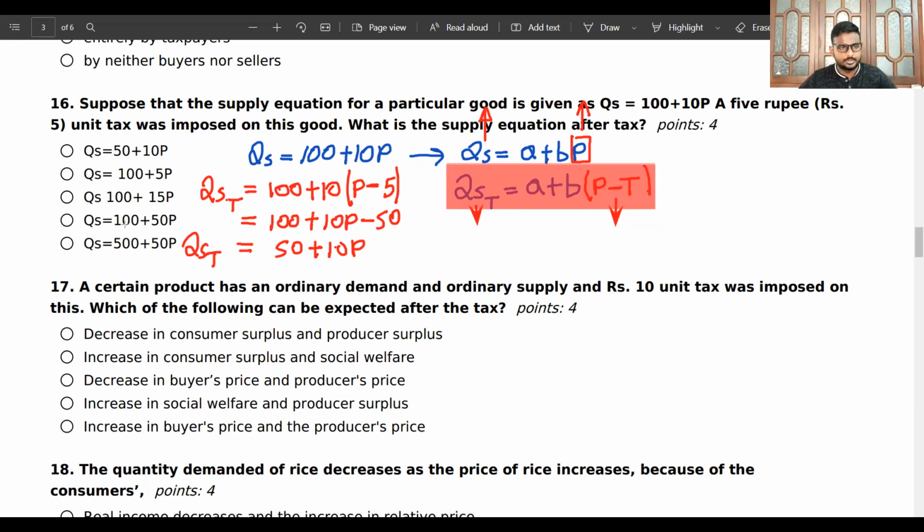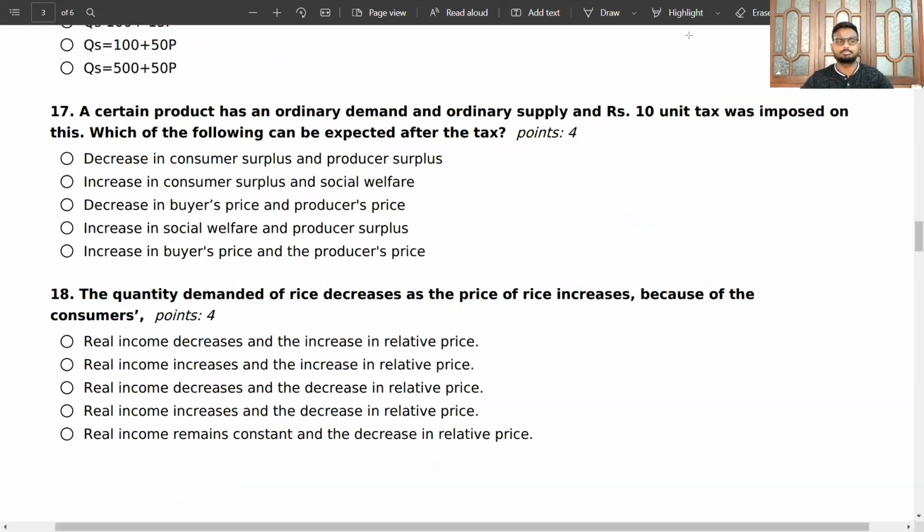Okay, so if you just put all the values given in this format of equation and then simplify this equation in the best way possible, you will get your final answer to be the first one for this particular question, 50 plus 10p. Right, hope you guys got that. We'll move on to the next question now, and it's again something related to tax. So we'll go through it.